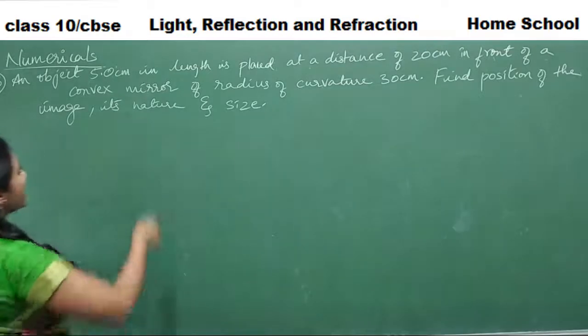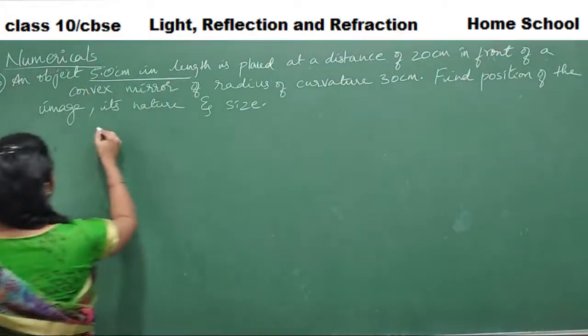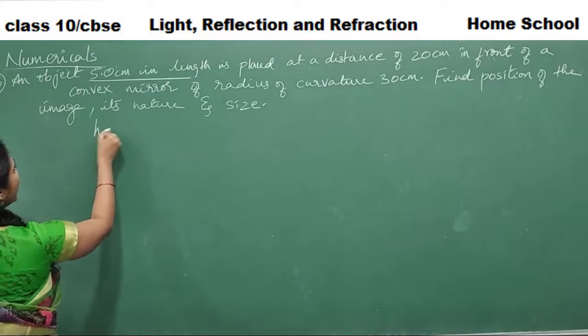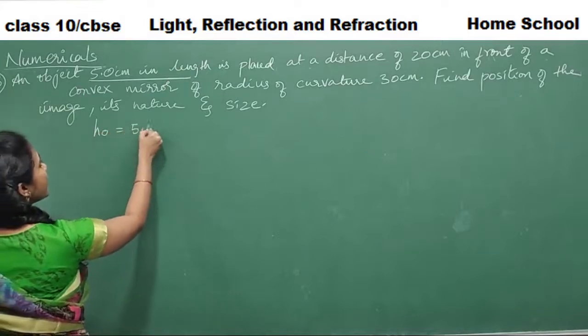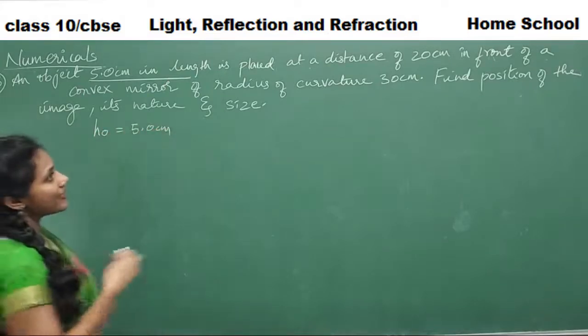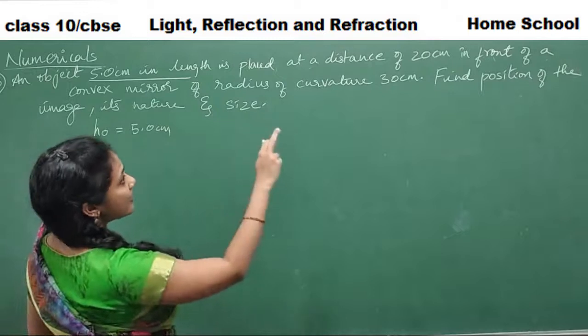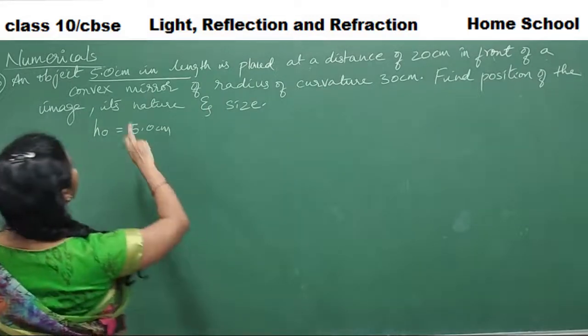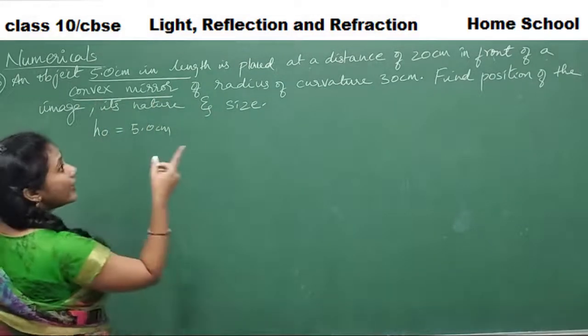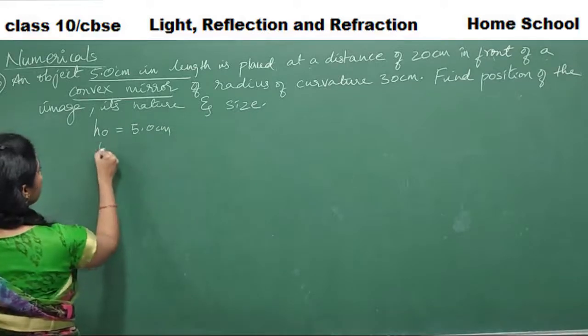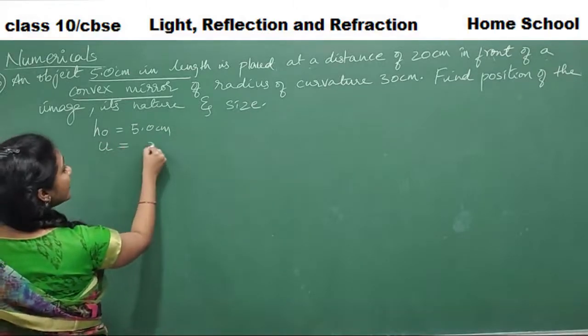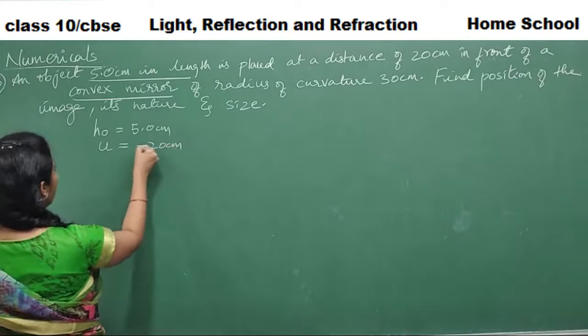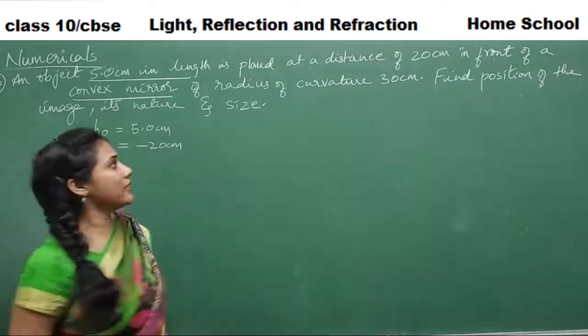An object 5 centimeter in length. So that means let me write, height of the object is given, that is 5 centimeter, is placed at a distance of 20 centimeter in front of a convex mirror. So where is the object placed? Object distance u is equal to 20 centimeter. Object distance is always minus.